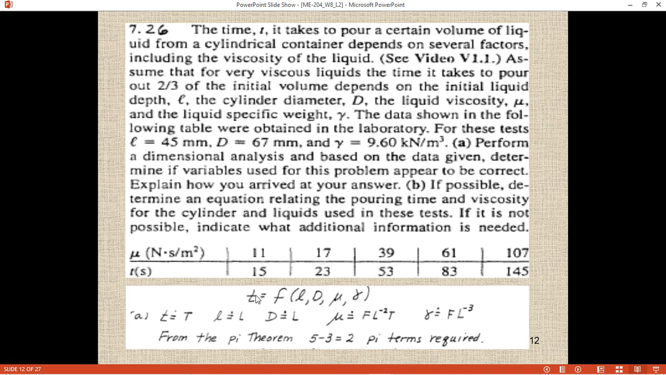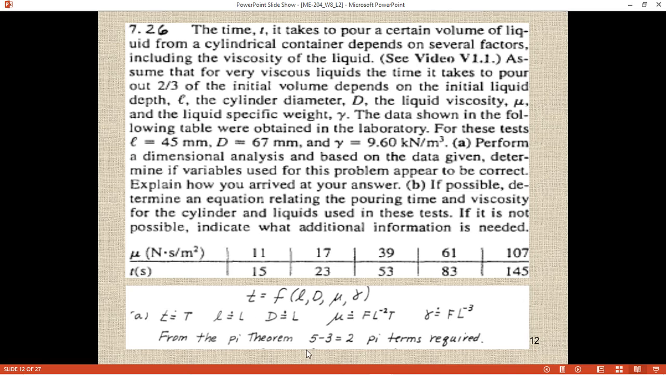So the pouring out time depends on the following variables: the length, the diameter, the viscosity, and the specific weight, or the weight density. So the total number of variables is 5. We have to write down all the variables in the form of dimensions.